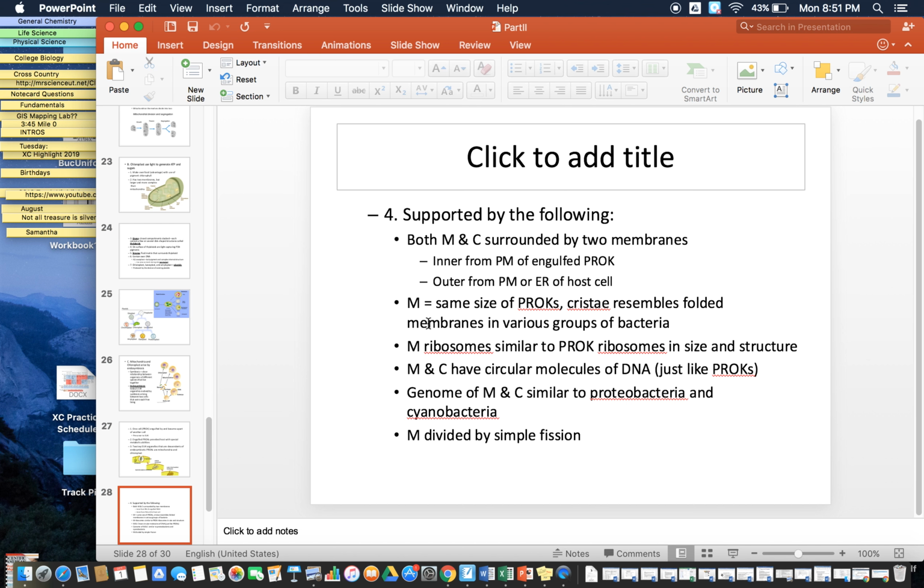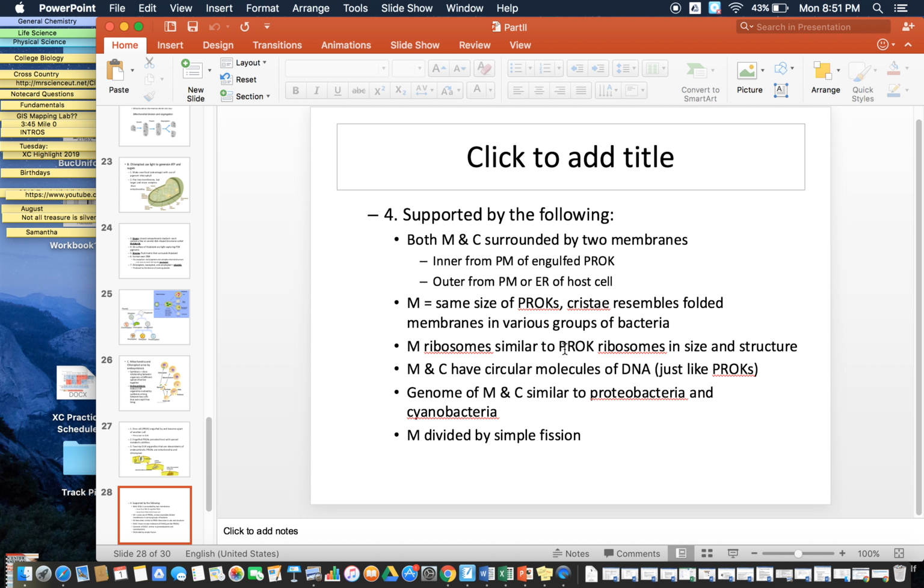Mitochondria are about the same size as a prokaryote. The cristae resemble the folds that we're going to talk about with bacteria. How do bacteria get away with carrying out photosynthesis yet they don't have organelles? Well, they use their plasma membrane, and their plasma membrane folds and holds pigments so it can capture light energy. So that's how they do that.